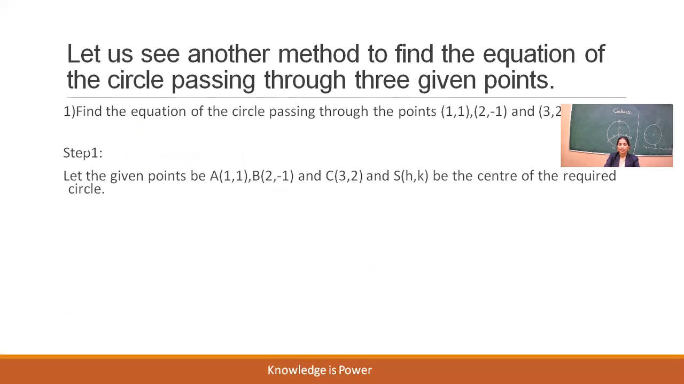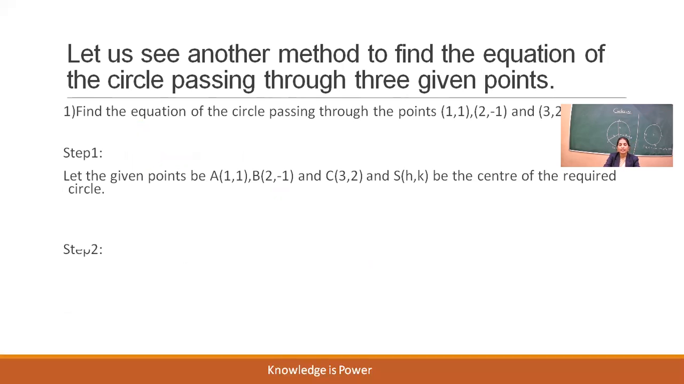Step 1. Let the given points be A (1, 1), B (2, -1) and C (3, 2). We are naming the points. And let S (h, k) be the center of the required circle. Here first we shall get the center. What is the center we are taking? S (h, k).